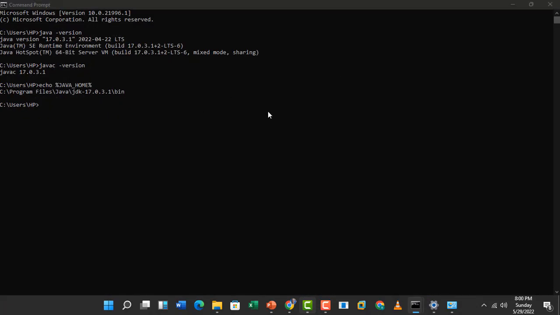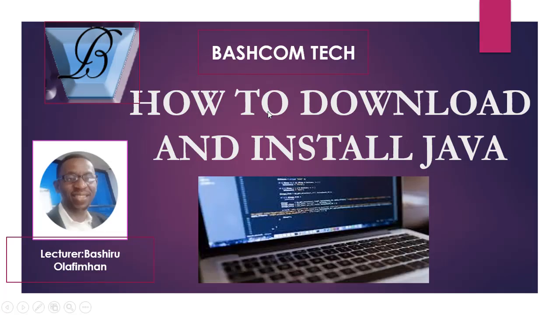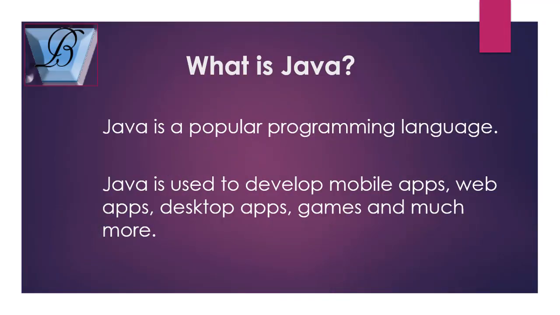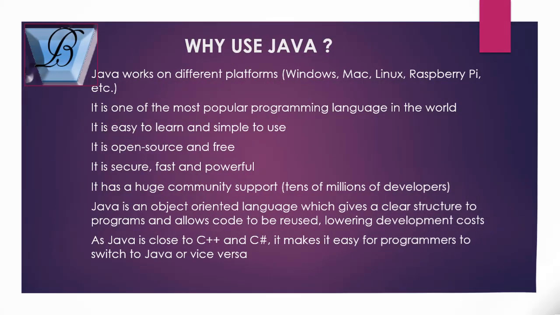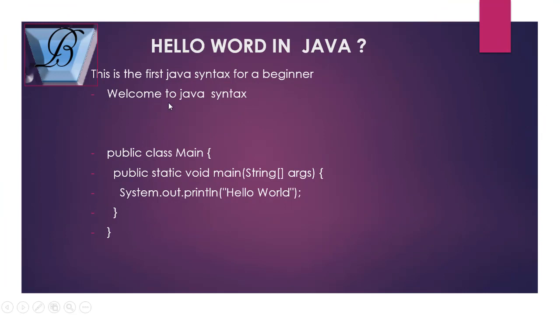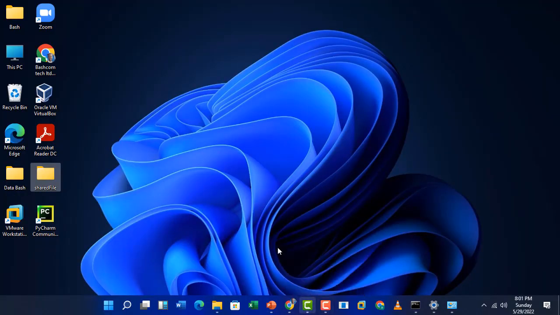So it has been a very great time with you all. We have successfully downloaded our Java file, and we have also installed it. In our next class, we will talk about how to write our Java Hello World program. We'll talk about how to create a class and how to use Java syntax to run applications. We're going to start with Hello World. That's not for today.